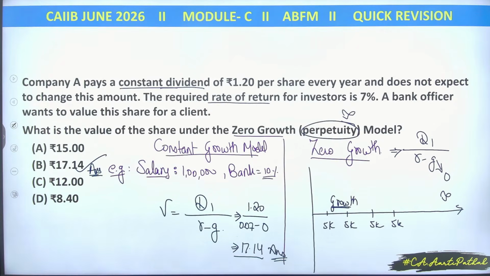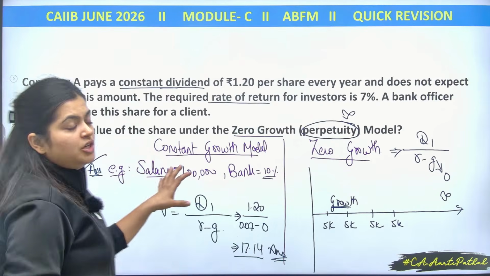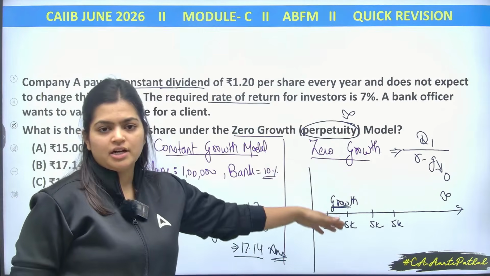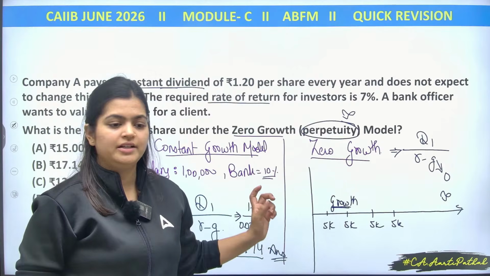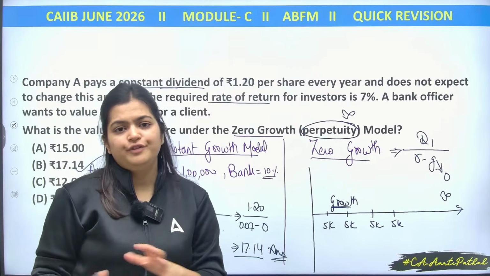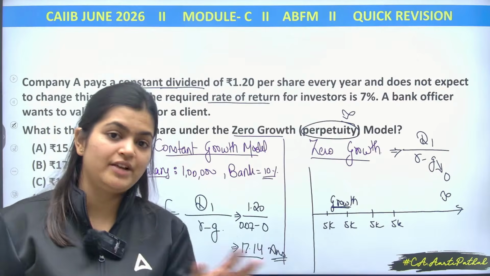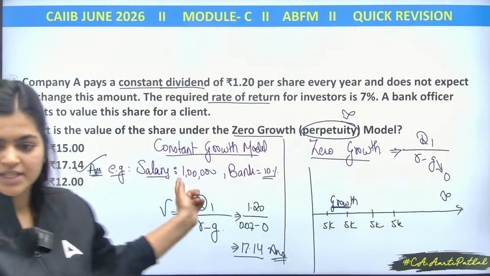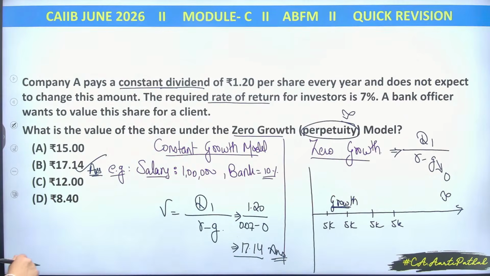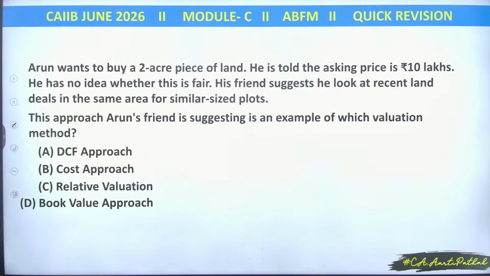And remember, what is the difference between zero growth and constant growth? So many times they're asking theoretical questions based on this, and so many of you are again confused about when to say no growth and when to say constant growth. Now I hope that point is clear. So the right answer is answer B. Okay, next. Correct answer is answer B. Very good.